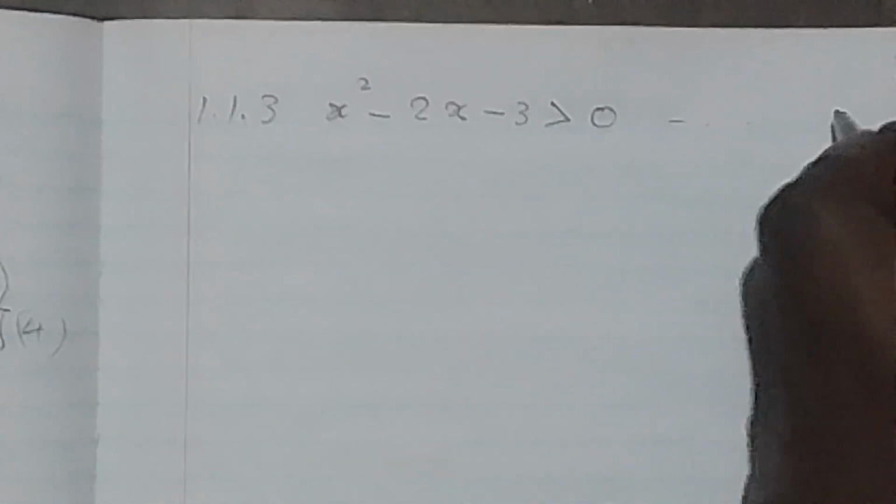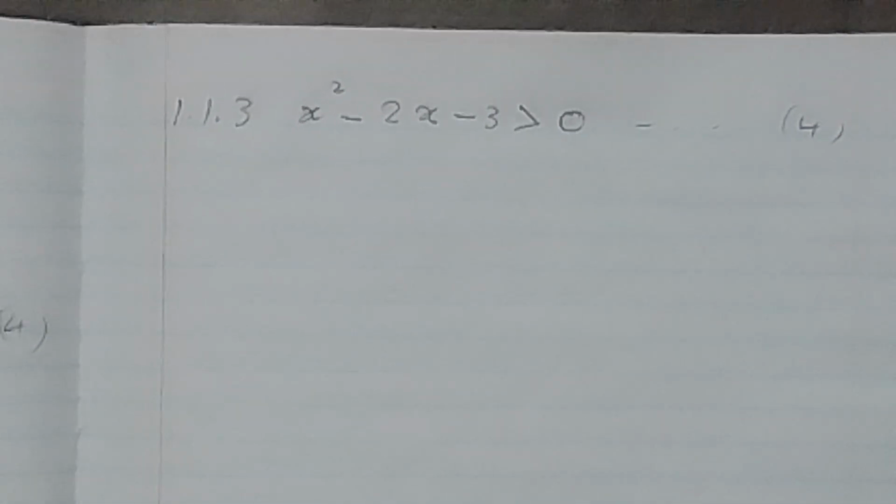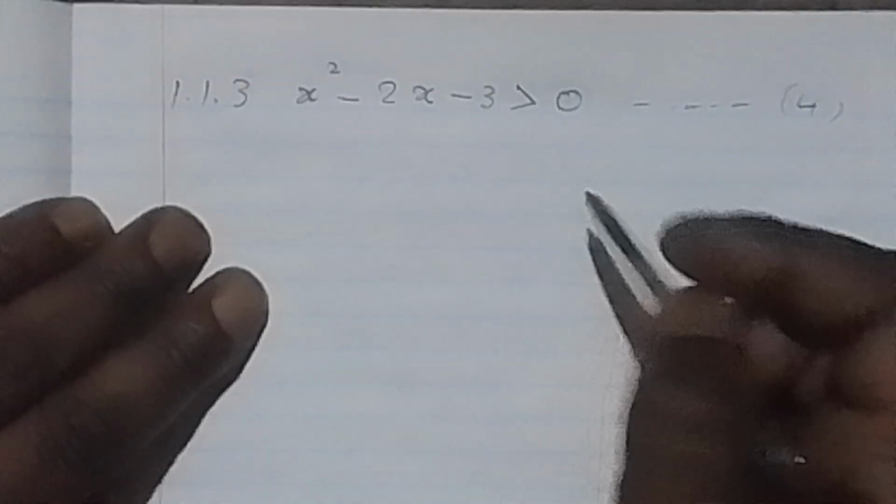You come to 1.1.3. 1.1.3 says x squared minus 2x minus 3 is greater than 0. This is for 4 marks. You see, now you start working. This is accumulating marks, right?